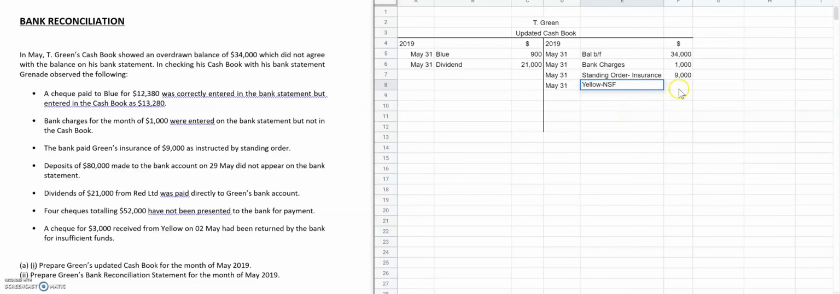So this means non-sufficient funds, or you could have had this honored. So this is $3,000. Right? So we now have entered all our information that belongs in our updated cash book, and just by looking you can see that the debit side is the smaller side and the credit side is the larger side.